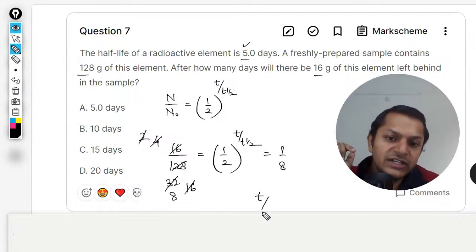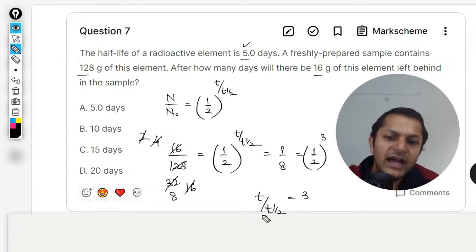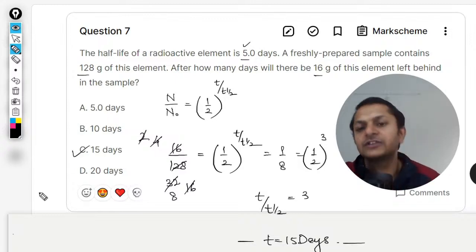So this value t divided by t half should come out to be equal to 3, because this can be written as 1 by 2 raised to the power 3. So t divided by t half is equal to 3, and t half is 5. It means that in 15 days you would be finding this situation. So your answer will be 15.